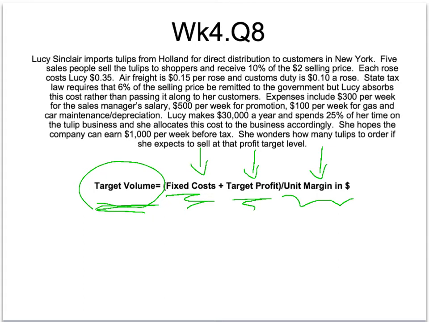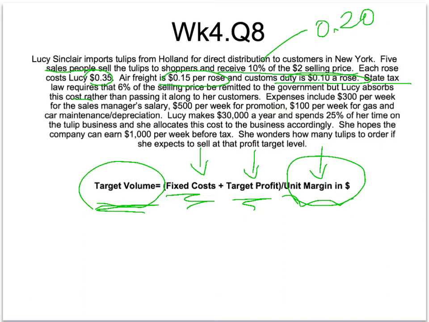So the first step in the process is for us to calculate our unit margin. To do that, we need to take into consideration all of the variable costs that are listed here. Salespeople receive a 10% commission on selling price, so selling commission per tulip is going to be 20 cents. Sorry, I'm saying tulips, they're roses. Each rose costs 35 cents. There's a variable cost: air freight is 15 cents and duty is 10 cents.